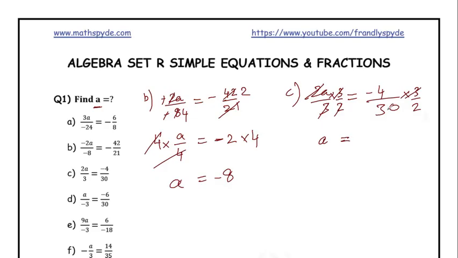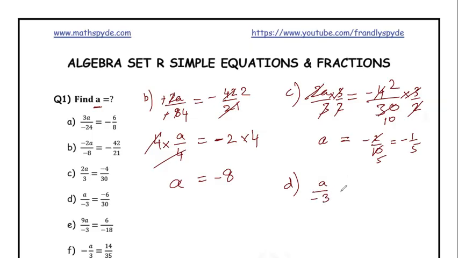3 goes into 30 10 times. 2 goes into 4 2 times. You're left with negative 2 over 10, which is negative half, because 2 goes into 10 5 times. Got it? Right. D.